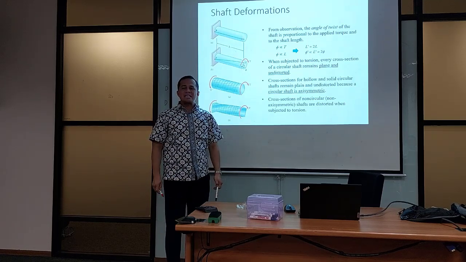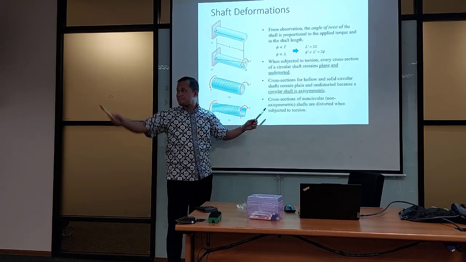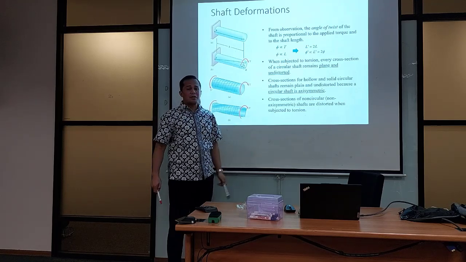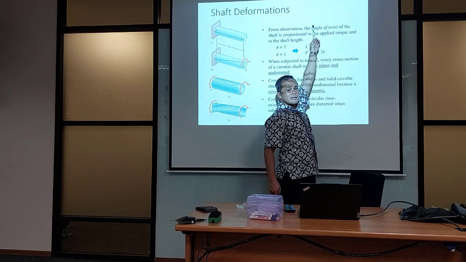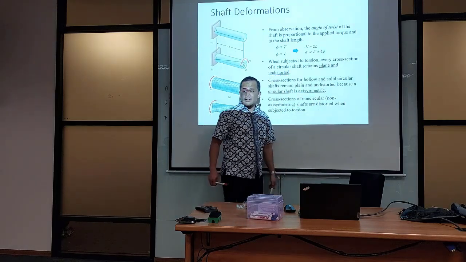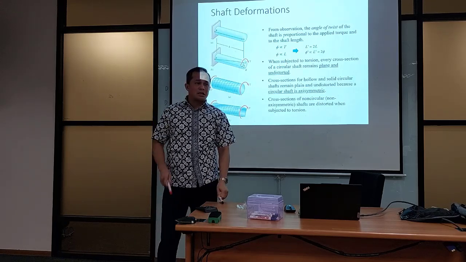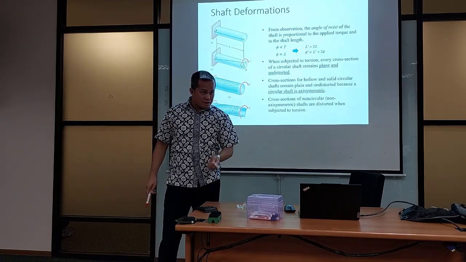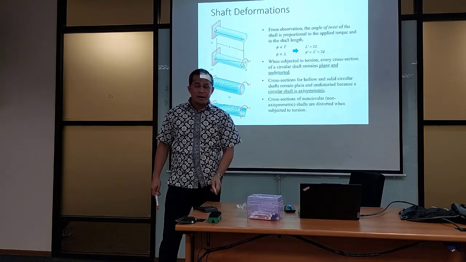That is the displacement. If it is under uniaxial, that is the delta. But this time, because it is torsion, we call it phi, the angle of twist, or twisting angle. So under tension or compression, we call it displacement. Under torsion, we call it twisting angle.